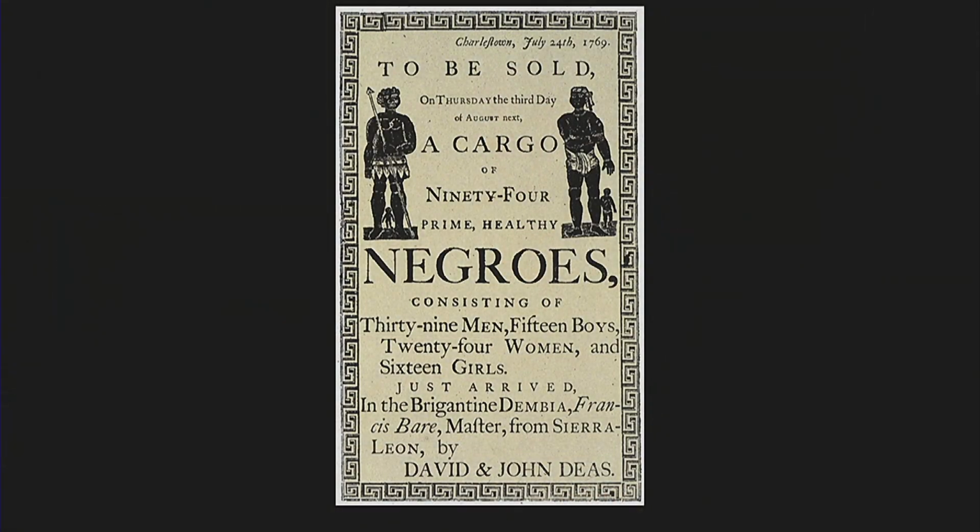Directly behind Faneuil Hall was a place that we call Dock Square today. It doesn't exist because it was infilled for Quincy Market. But in the 18th century, Dock Square was where the ships docked in Boston and where the slave auction took place. Seen here in an advertisement from the Boston newspaper, it says Charlestown, July 24th, 1769.